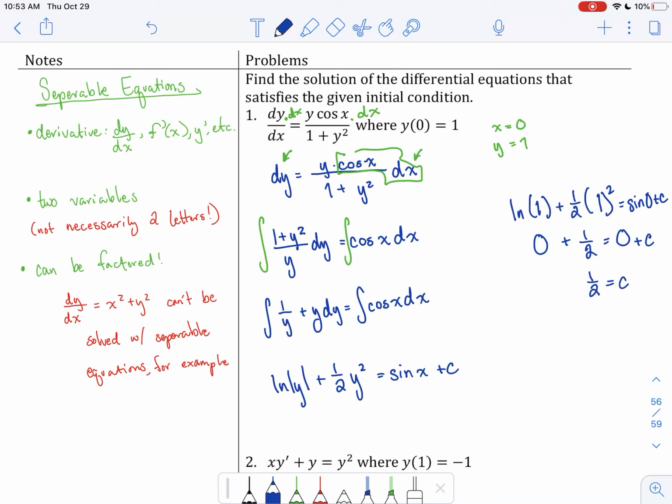And the equation would be ln of the absolute value of y plus 1/2 y squared is equal to sine of x plus 1/2. Now, this one you can't solve for y by itself, so I'm just going to leave it like this, though there are going to be some that you can solve for y by itself.